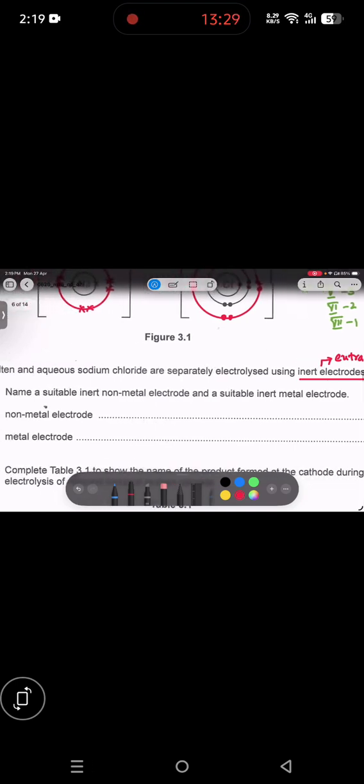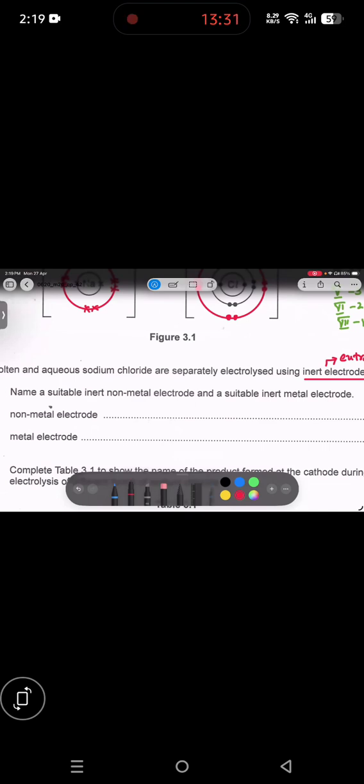Now, for the non-metal electrode, sorry, I said the electrolyte. The non-metal electrode that is used is graphite here, and for the metal electrode in your course it is platinum.